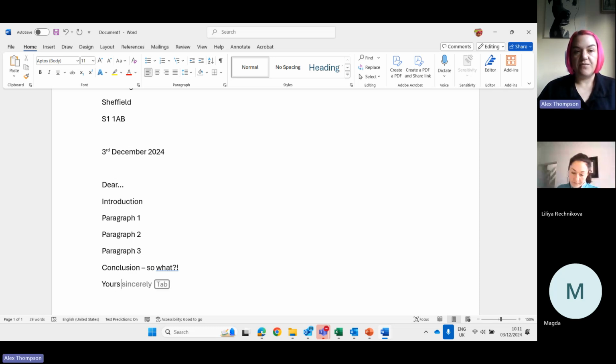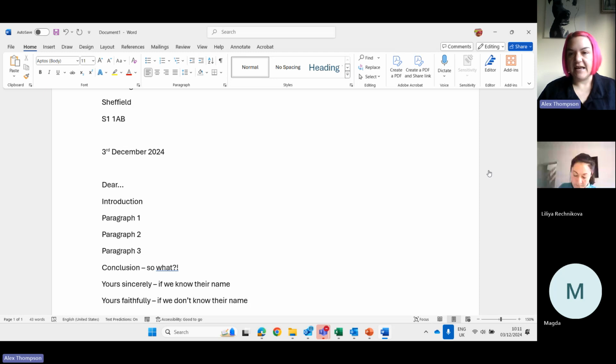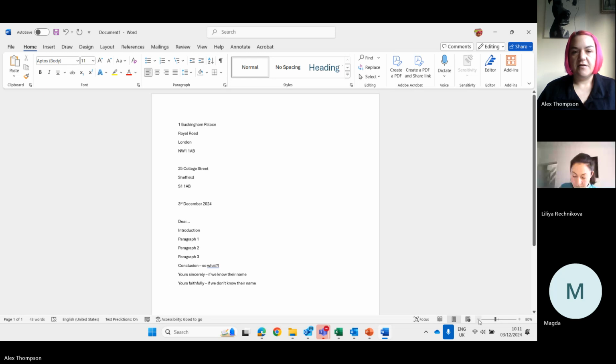Then we sign it off. So we use Yours sincerely if we know their name. We use Yours faithfully if we don't know their name, so if we use something like Dear Sir or their job title. And that is it for the format of a letter. You can basically see from there what it looks like. So just from a distance, this is the format of a letter.